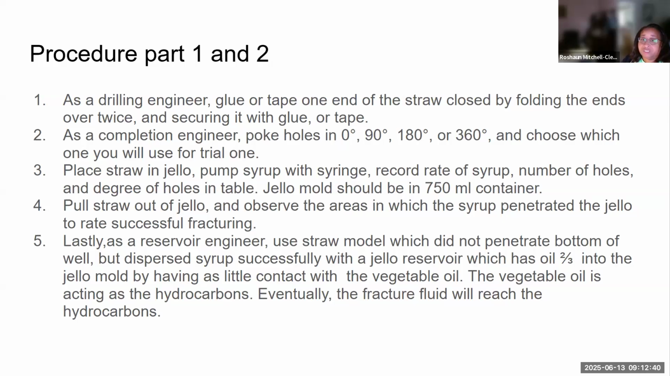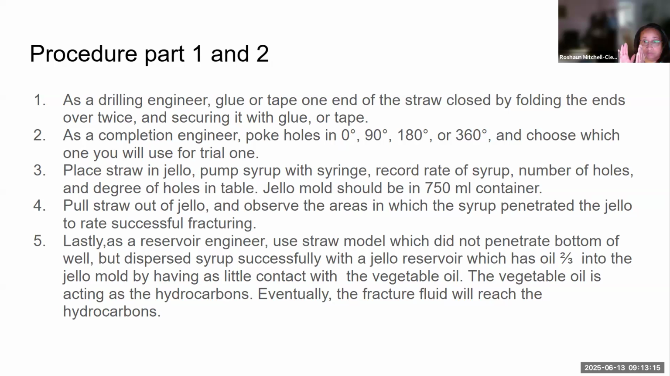And so, as a completion engineer, you're going to poke holes in the straws in a 0 degree, 90 degree, 180 degree, or 360 degree configuration. And then you choose which one you will use for trial one. In the 0 degrees, what it means is that the holes are all on one side. For 90 degrees, it means you're going to poke it on two sides, but it's going to be a fourth of the way apart.